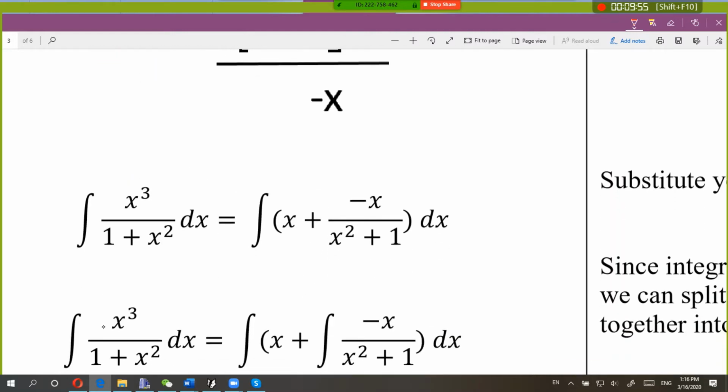The integral of x cubed over 1 plus x squared dx is the same thing as the integral of x plus negative x over x squared plus 1, since these two are the same with long division. Okay, any questions on what we've done so far? I'm going to zoom out.